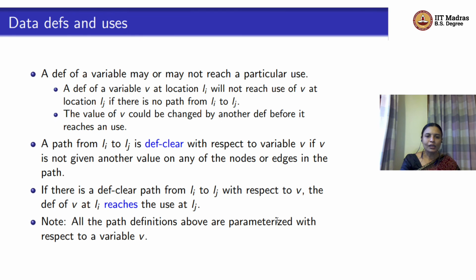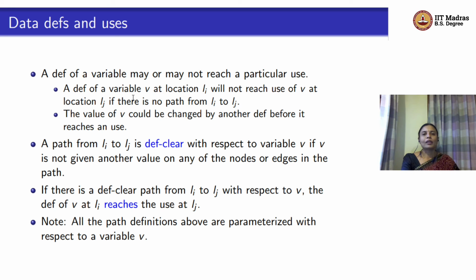Now let's look at what is a data definition and what is a data use. A definition of a variable, we know, is a place where a value of a variable is written into memory. A variable might be defined, but maybe the programmer never had a use for it, or maybe a variable gets defined, but before it gets used somewhere else, some other assignment statement redefines it. So lots of things can happen. That's what is given here. A definition of a variable may or may not reach a particular use.